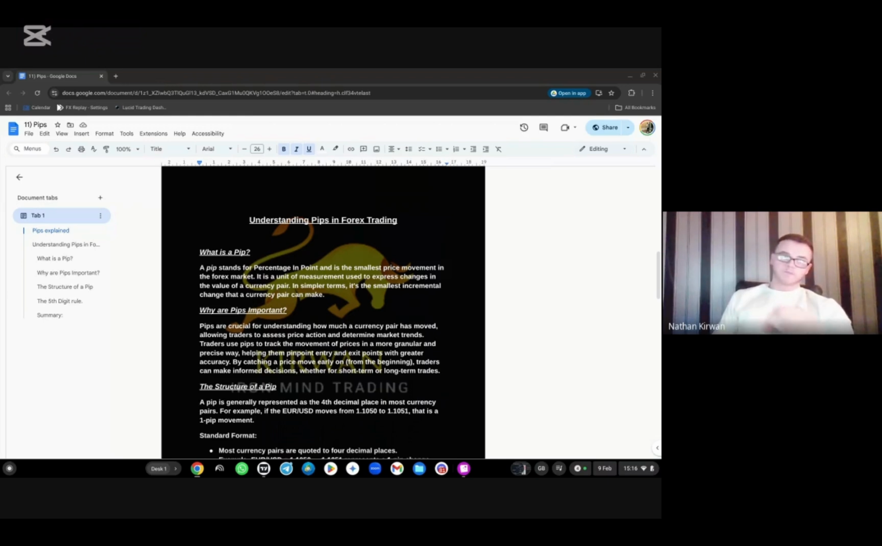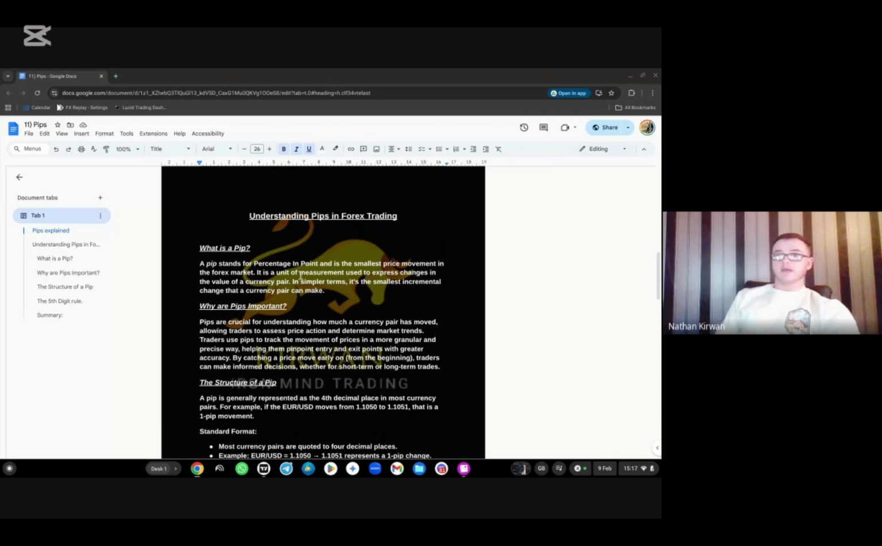Now, technically, the smallest increment change is called a pipette, which is 1/10 of a pip. There's 10 pipettes in a pip. If we don't look at those, they're too small, and you can't trade them. You can only trade a pip at a time. But just important to know that technically a pipette is the smallest unit, but you can't trade it, so we look at pips.